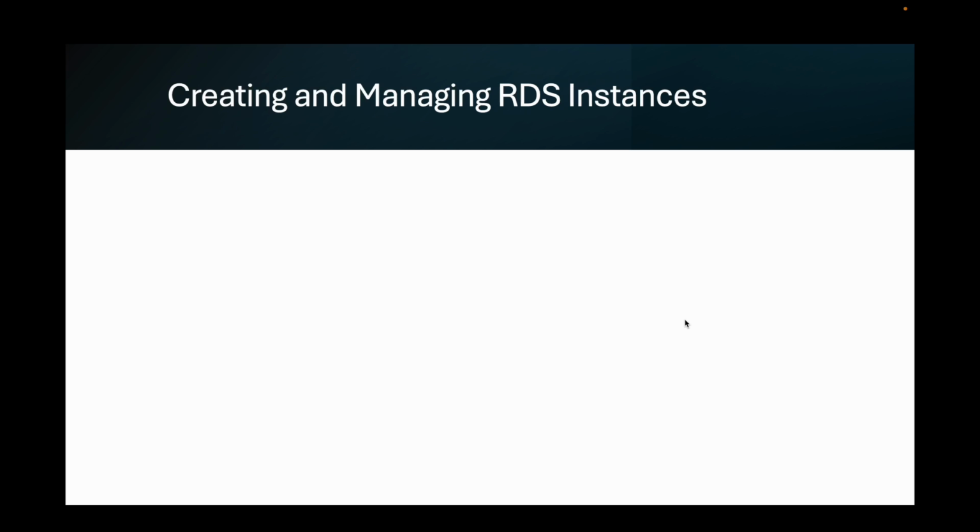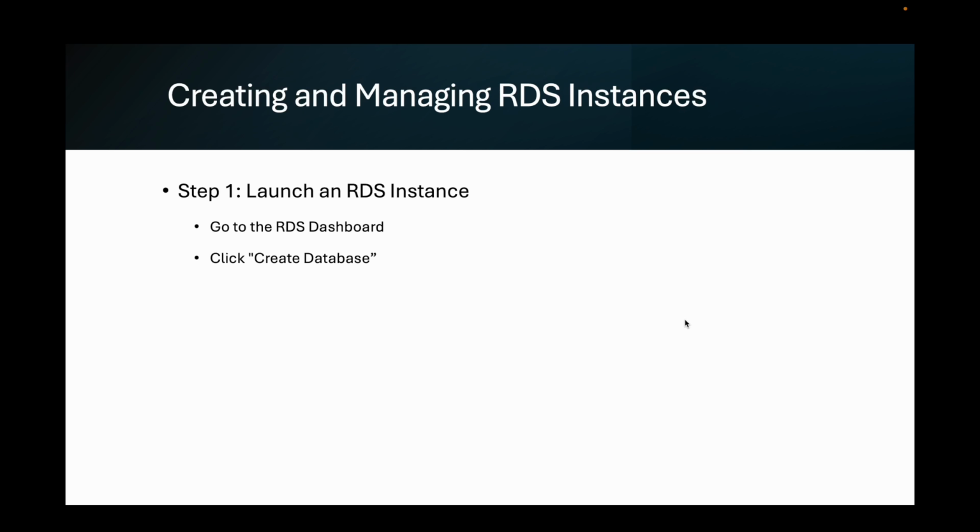Let's look at creating and managing RDS instances. The steps for that: first, you have to launch an RDS instance. For that, go to the RDS dashboard in the AWS Management Console, search for RDS, and navigate to the dashboard. We're going to run through this in the hands-on, but I'm going to put the steps down here. Next, click Create Database. This begins the process of launching an RDS instance. Next, select the database engine. Choose the database engine that best fits your application needs. We will be using MySQL, so that's what we will be selecting.